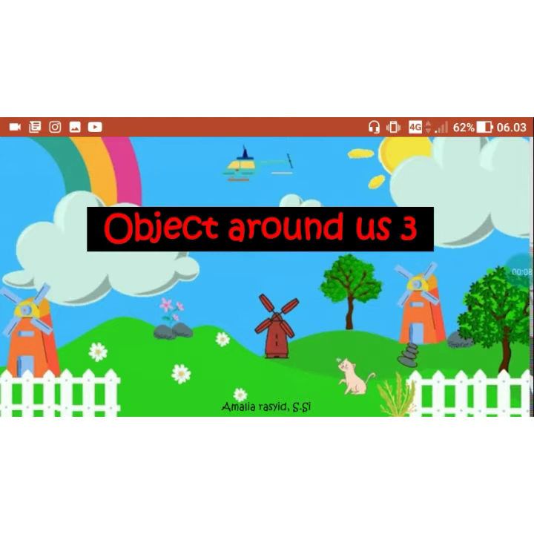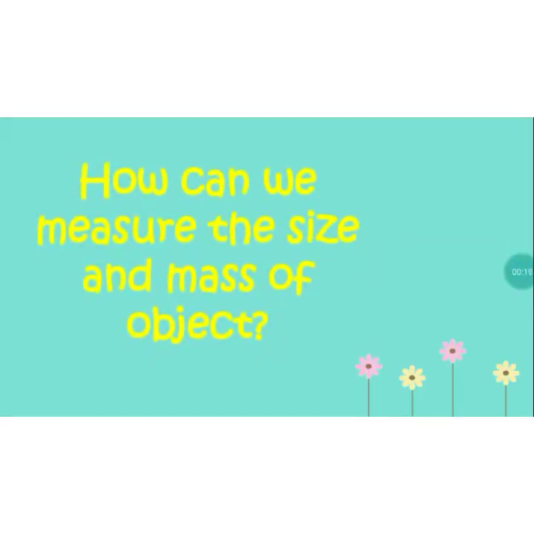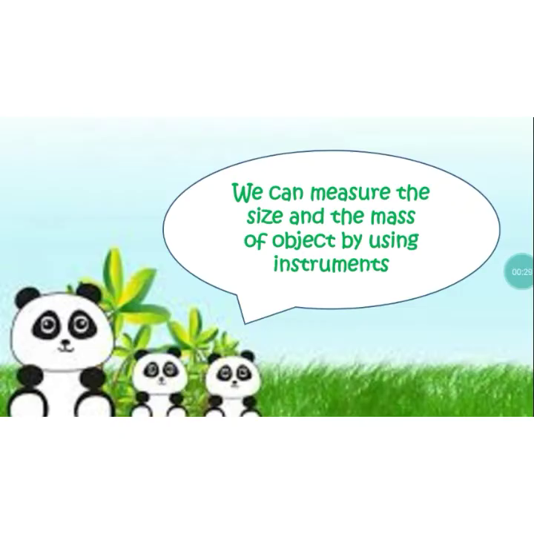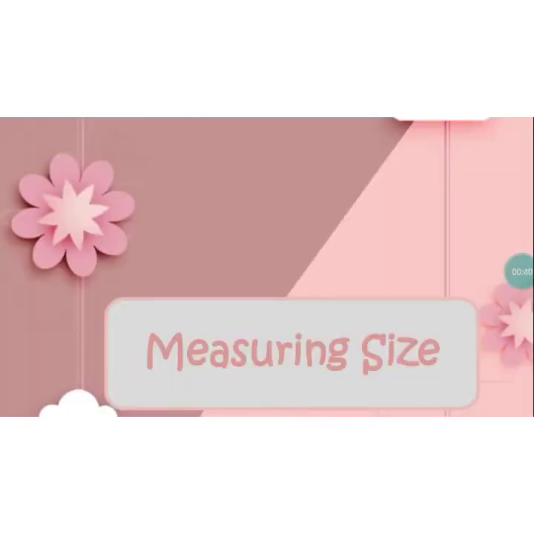Today we will study the last part of Unit 6 about the object around us. So, the third part, bagian yang ketiga of the object around us, we will discuss how we can measure the size and mass of object. Bagaimana kita mengukur size, ukuran, dan massa dari suatu benda. We can measure the size and the mass of the object by using some instruments. Jadi kita bisa mengukur size dan massa dari suatu benda itu dengan menggunakan alat ukur.